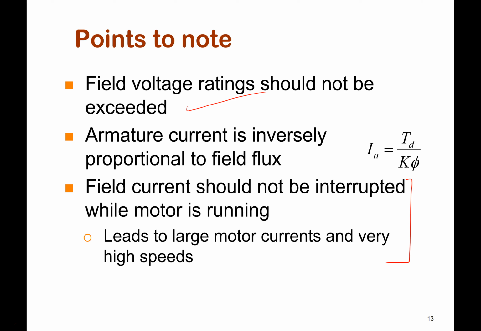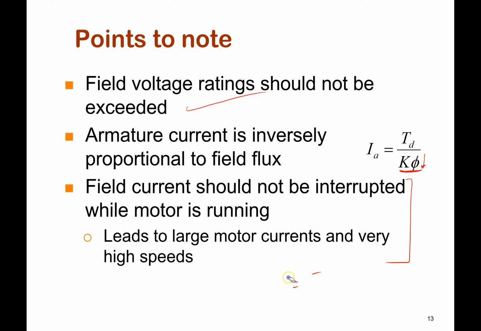And the reason for that, if you think about it, if you interrupt this, if the value goes down very low, then what is going to happen is you're going to end up with very high speeds, because remember omega is equal to EA on K phi. So if phi goes very low, the speed is going to shoot up. Not only that, since we have EA is equal to K phi times omega, if K phi goes down, then the EA is going to go down as well, and is going to lead to high motor currents.